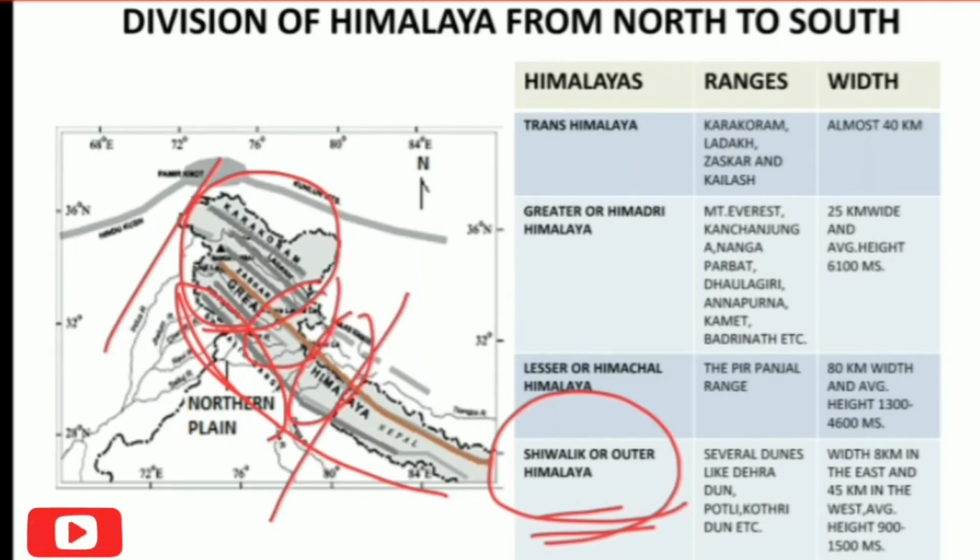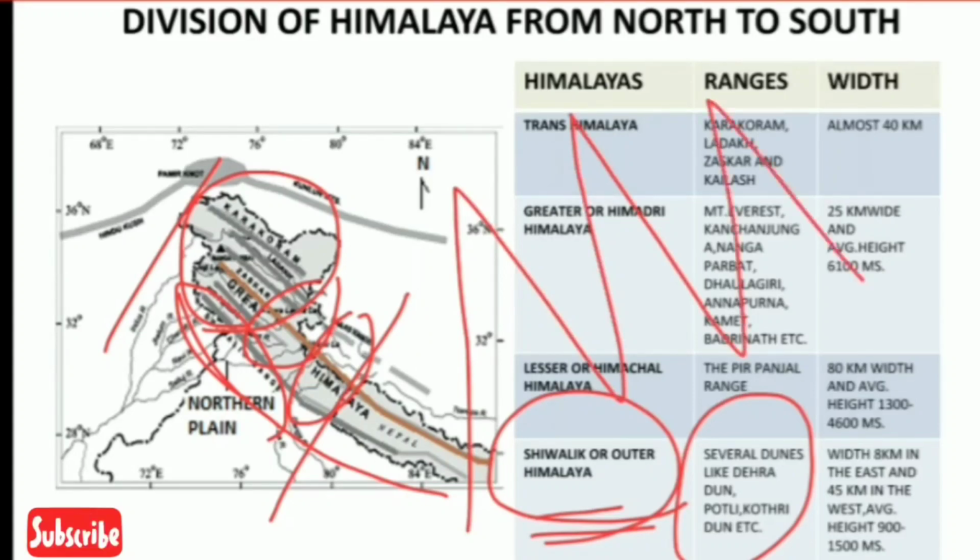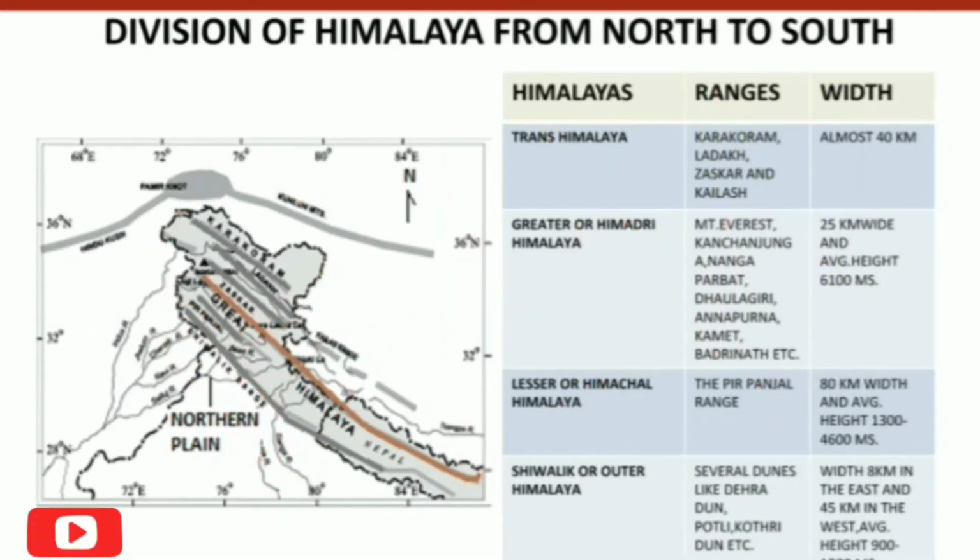Okay. Now we have several duns like Dehradun, Patli Dun, Kotli Dun, etc. So what is the meaning of dun? We have different kinds of Himalayan ranges or mountain ranges. So these are the mountain tops and those are the valley regions. So dun simply means valleys. Now the average width of this Shivalik region is 8 km in the east and 45 km in the west, and the average height is almost 900 to 1500 meters.